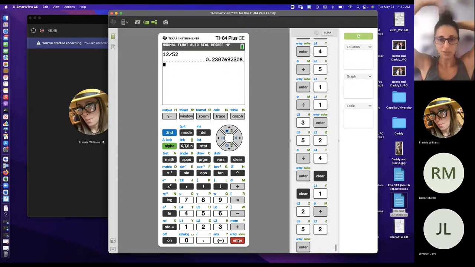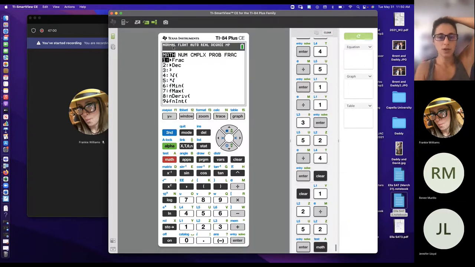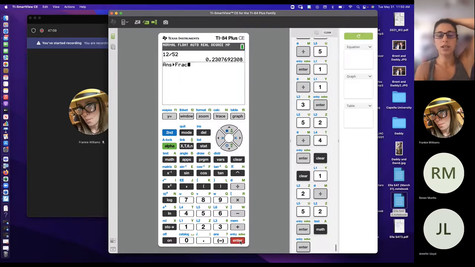And let's say I want it in a simplified fraction form. I'll do this a couple times. If I go to math, this little button here, fourth from the left, the first one says arrow and frac. This is saying convert the last number into a fraction. So if I press enter, it's saying Ans, the last answer, convert it to a fraction. And it tells me the fraction version is 3/13, the most simplified version.